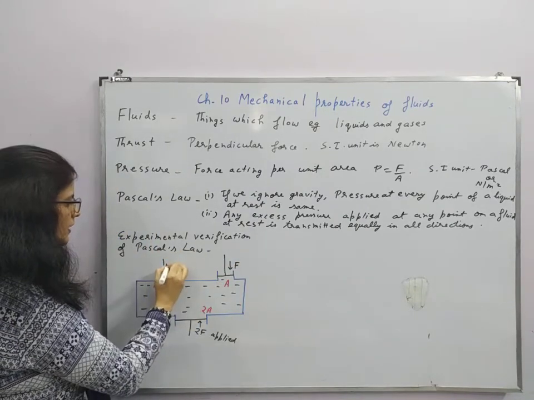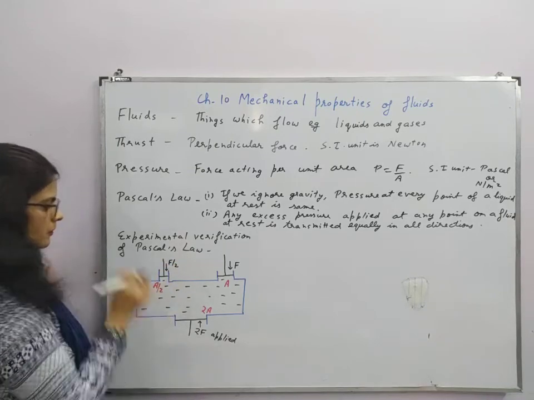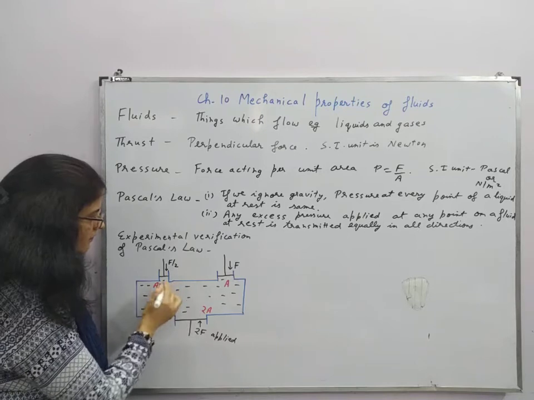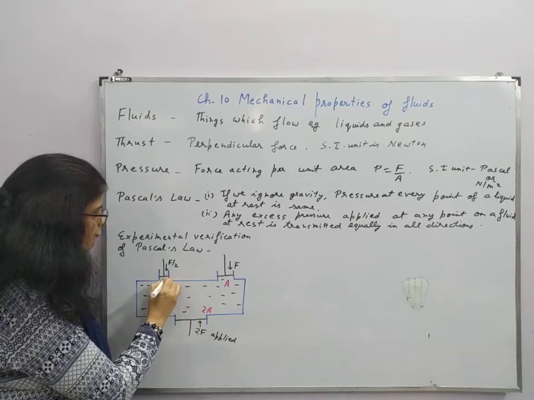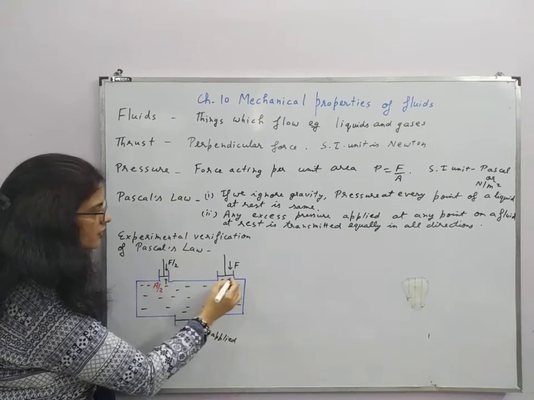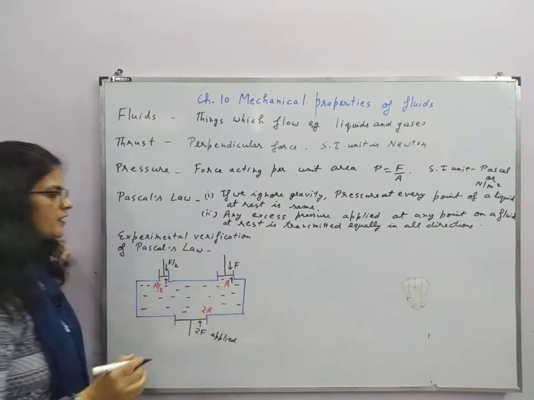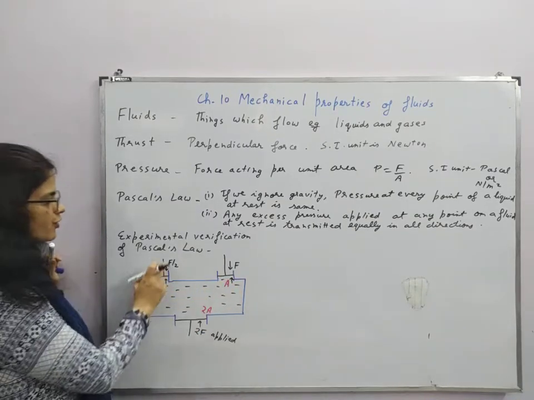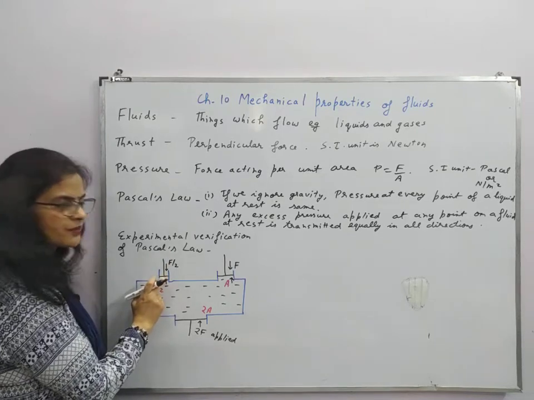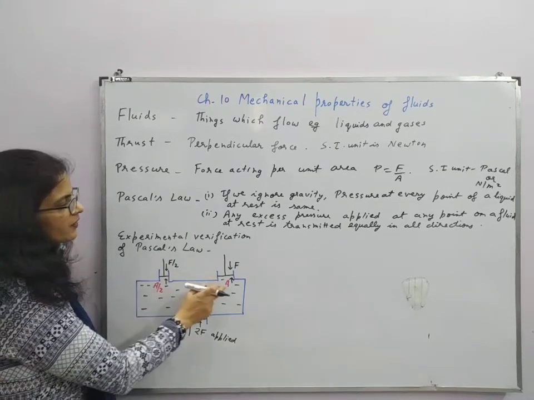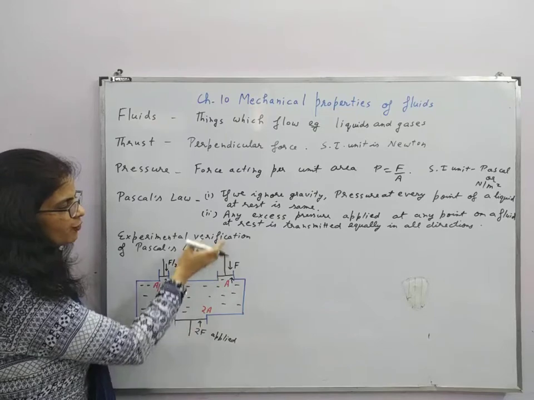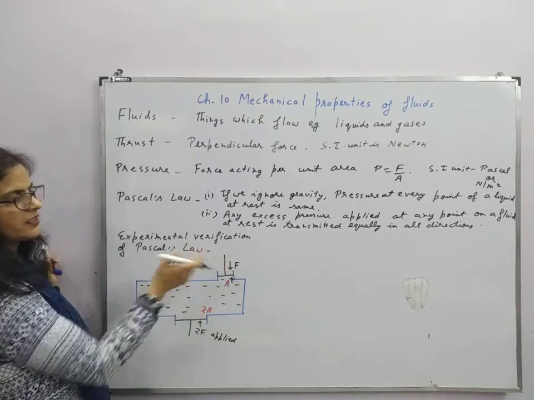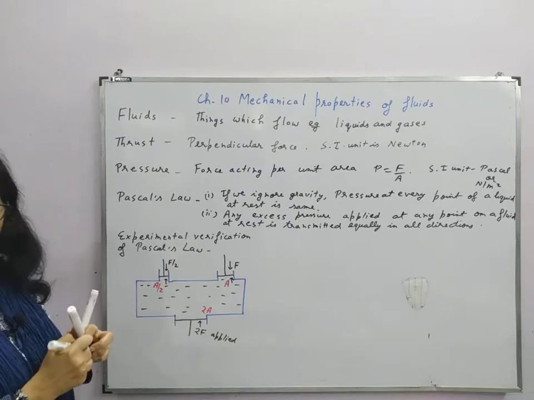Here we need to apply the force F by 2, because whatever force we are applying here is resulting in a force which is acting on the piston from the inner side of the fluid. If equal force is applied from the other side, this piston will be stopped from moving. Similarly, if the force equal to this transmitted force is applied here, this piston will be stopped from moving.